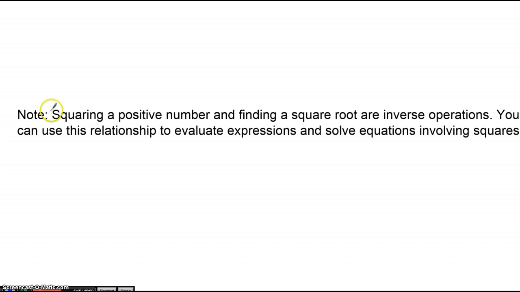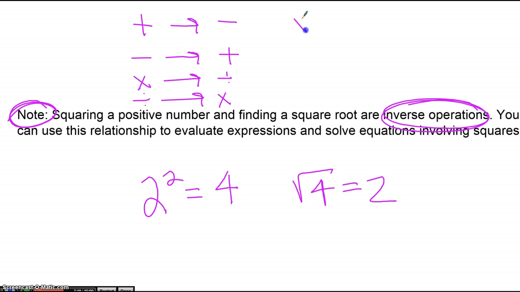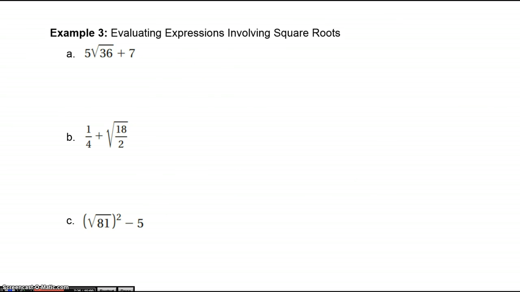Next page. Okay, so here's a very important thing to take away from this. Squaring a positive number, so let me say 2 squared is 4, and finding the square root, so if I wanted the square root of 4, I get 2. These are called inverse operations, okay? So you can use this relationship to evaluate expressions and solve equations involving squares and square roots. Just like the inverse operation of addition is subtraction, subtraction is addition, multiplication is division, and division is multiplication. Now you know that for something squared, you take the square root to undo that operation, to do the inverse.